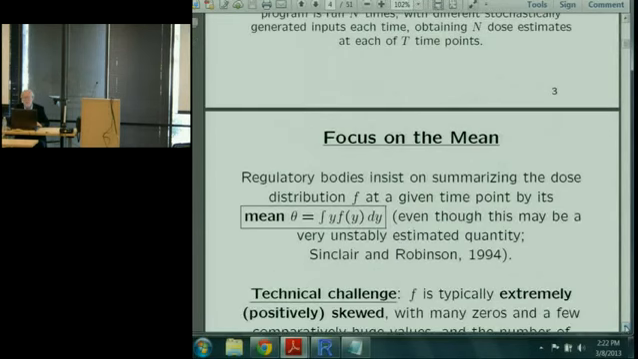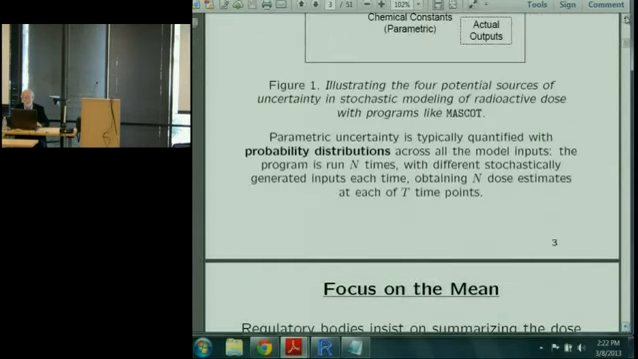Now, so what we end up with is, with different stochastically generated inputs, we do this over again capital N times, and we get capital N dose estimates at each of t time points for each scenario that we're interested in. So let's pick a particular time point to make things simple and a particular scenario. Then we run their program MASCOT a bunch of times, and out come predicted doses on the surface of the Earth.